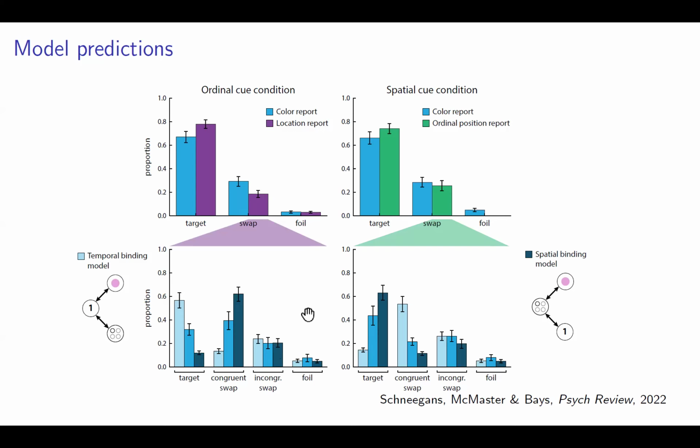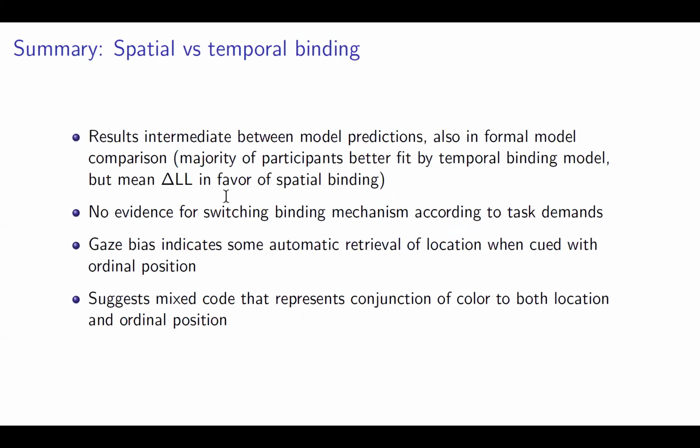And so that's also not what we see. It's not that people can just use either mechanism equally. So what might be going on is that people do retrieve the ordinal position or the location first from the cue, and then can use both of these, both of them to some extent, to retrieve the color information. So that color is bound both to ordinal position and to location.